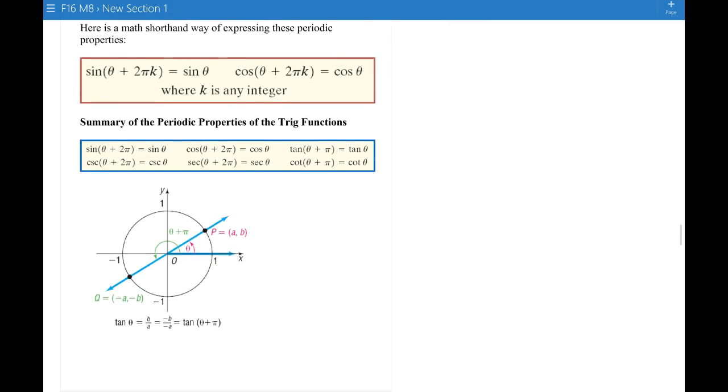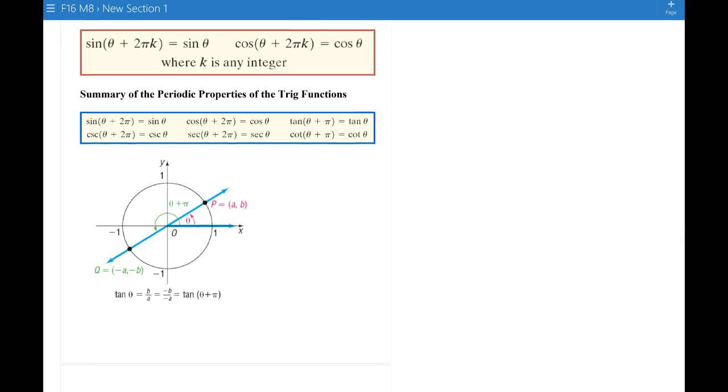Here's a math shorthand way of expressing these periodic properties. The sine of theta plus 2 pi k is going to be the same number as the sine of theta, and the cosine of theta plus 2 pi k is going to be cosine theta. This just says that the period is 2 pi, so the first time it happens is after 2 pi, but then it keeps happening every time you go another 2 pi around the circle. So the sine and cosine, and so then their reciprocals, of course, have periods of 2 pi.